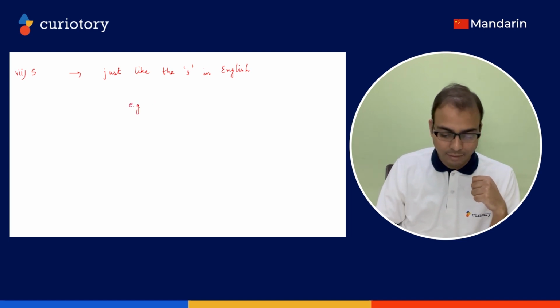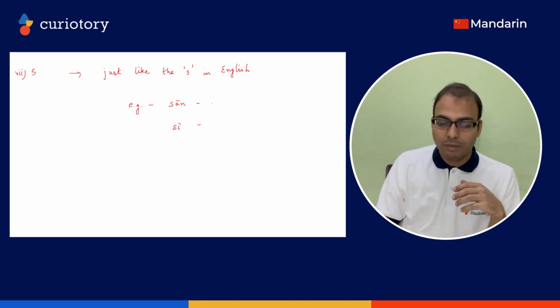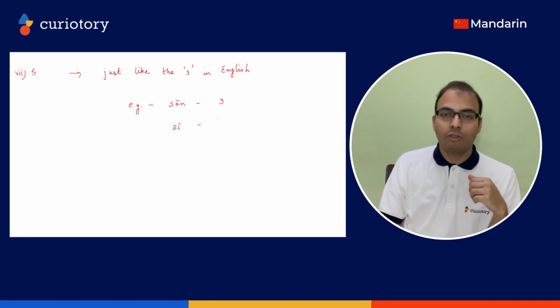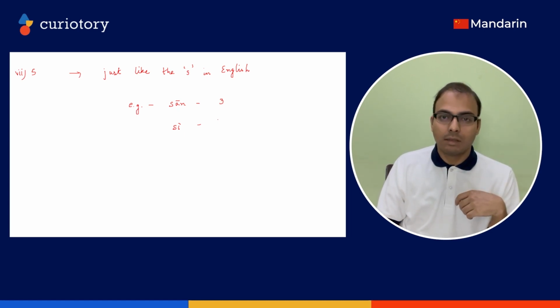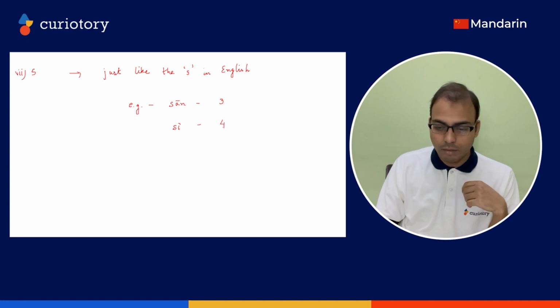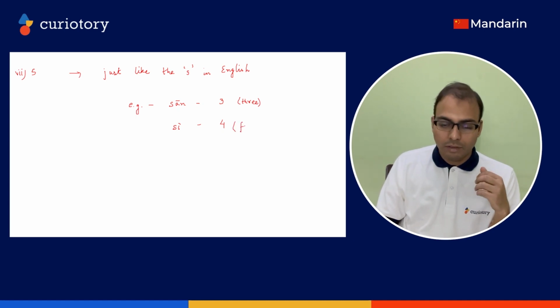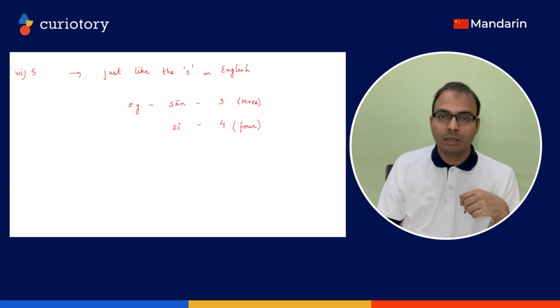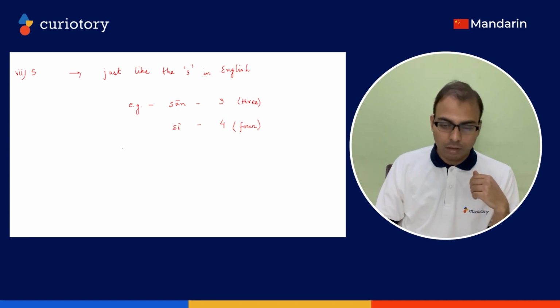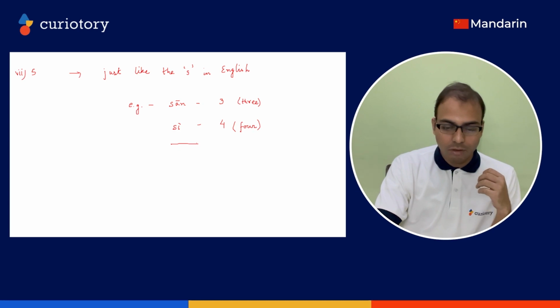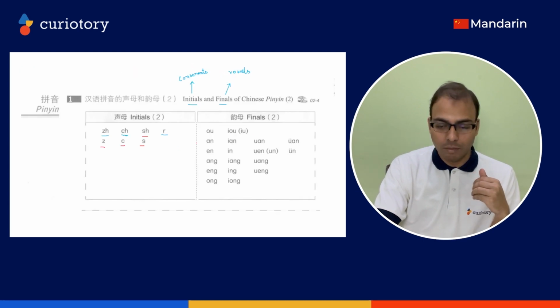The first one is san. The second one is si. You learned in previous sessions that san with the first tone means 3 and si with a fourth tone means 4. So there are no special rules about S, just like the S in English, and two examples were san, 3, and si, 4. So we saw here 1, 2, 3, 4, 5, 6, 7 initials and how to pronounce them.